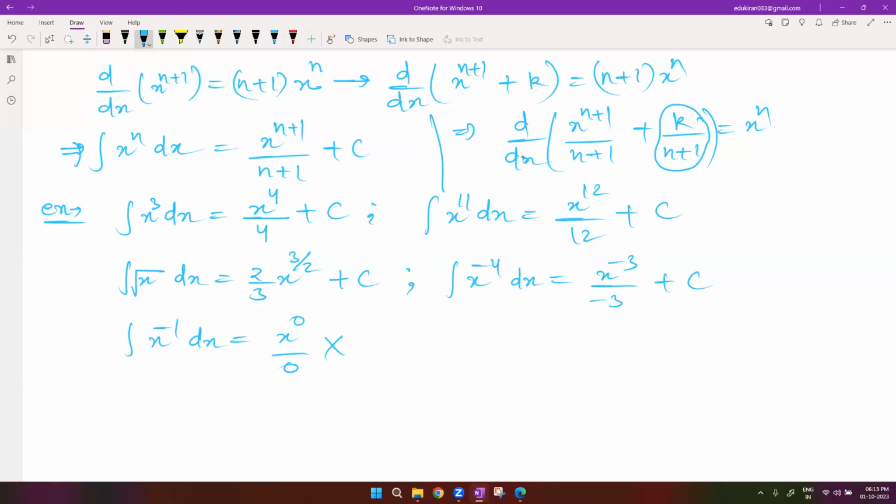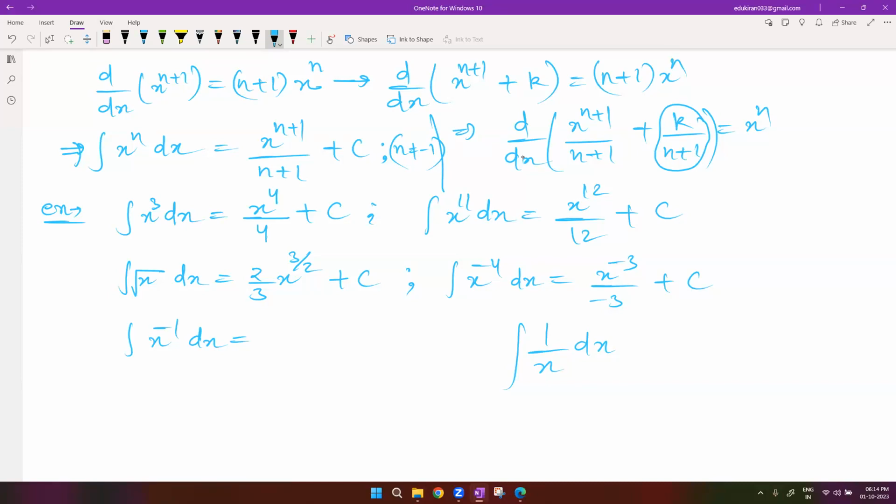Now, please write here: not valid for n equals minus 1. This is not valid for n equals minus 1. If n is minus 1, then there is a different route that we have to follow. And why is that? Because what are you doing? You are trying to integrate 1 upon x. So you basically need to find a function whose differentiation is 1 upon x. Then you can say that the integration of 1 upon x is that function.